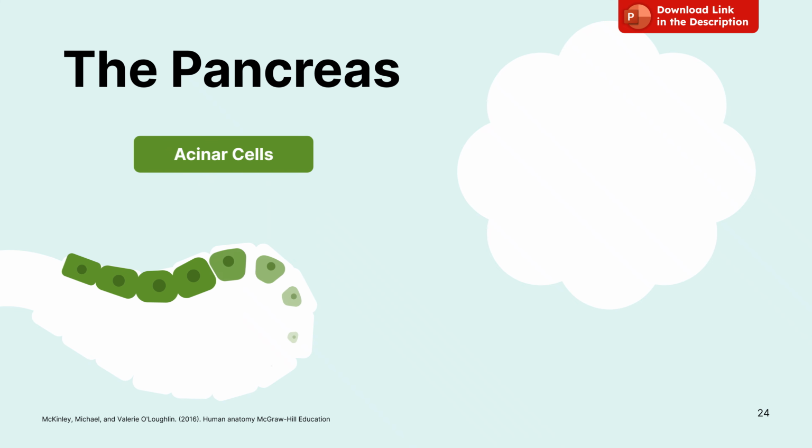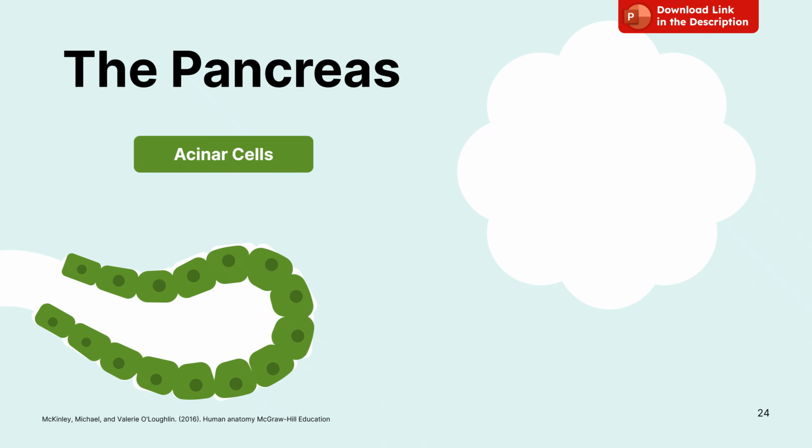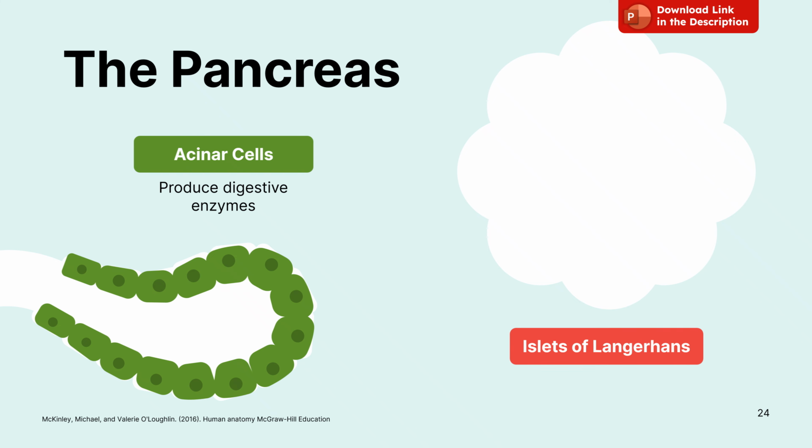The acinar cells, located in the exocrine portion of the pancreas, produce digestive enzymes and play a vital role in the breakdown of food in the small intestine. Scattered throughout the pancreas are islets of Langerhans, clusters of endocrine cells that secrete hormones directly into the bloodstream. Within the islets the following is found.